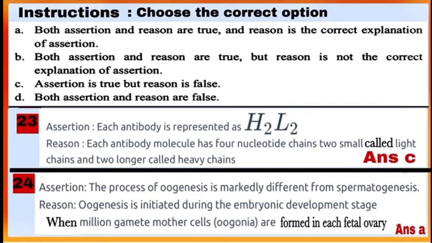Question 24, assertion. The process of oogenesis is markedly different from spermatogenesis. Reason, oogenesis is initiated during the embryonic development stage when million gamete mother cells called oogonia are formed in each fetal ovary. Correct option is A. Oogenesis is markedly different from spermatogenesis because oogenesis is initiated during the embryonic development stage when million gamete mother cells called oogonia are formed in each fetal ovary, while spermatogenesis begins at puberty. So both A and R are true and R is the correct explanation of A.